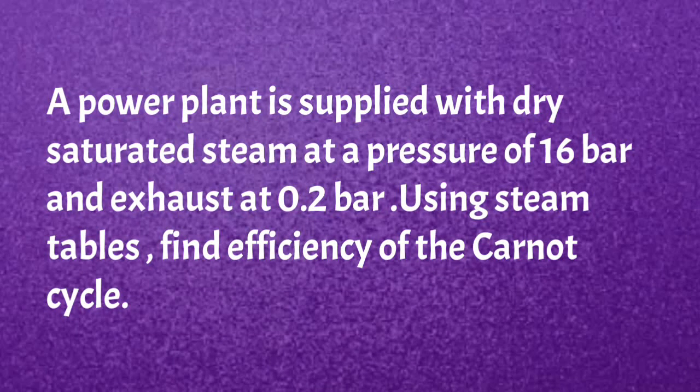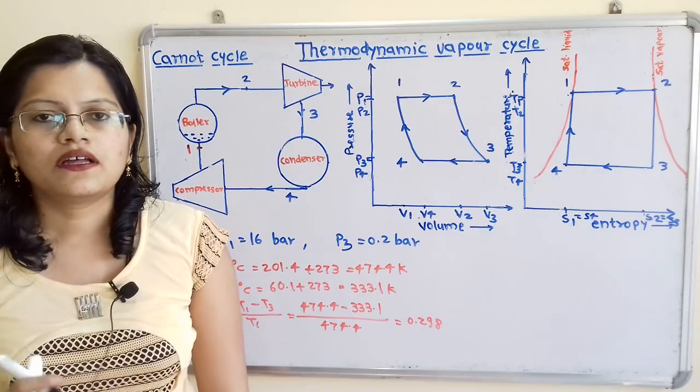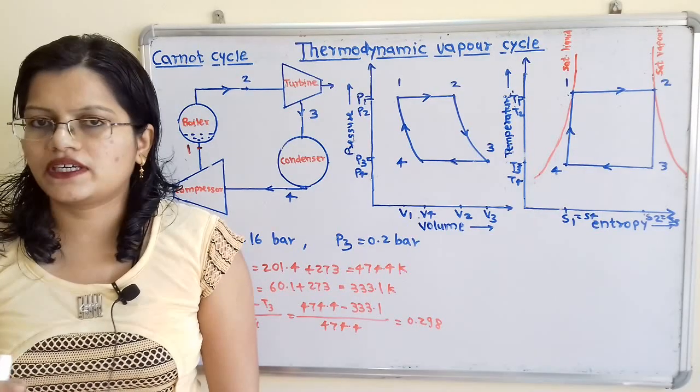Now we will solve one problem. A power plant is supplied with dry saturated steam at a pressure of 16 bar and exhaust at 0.2 bar. Using steam table, find the efficiency of the Carnot cycle. Let us understand the given data.